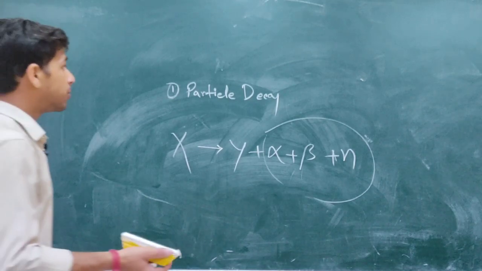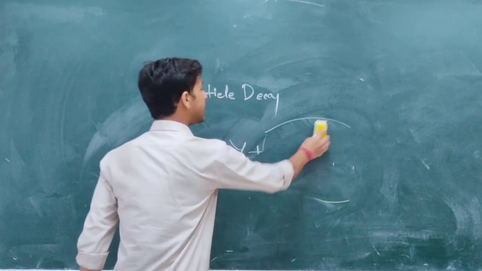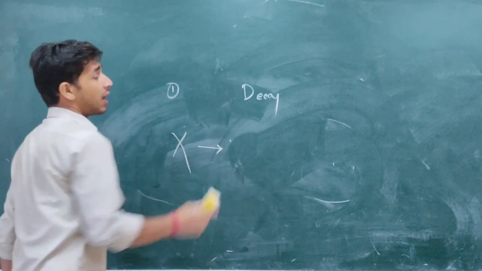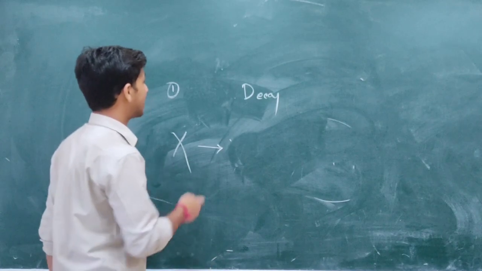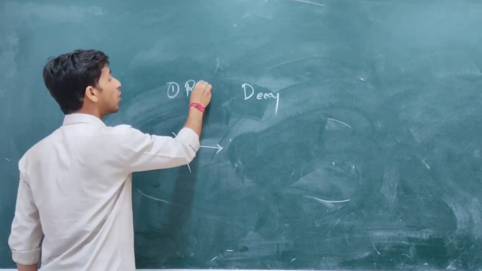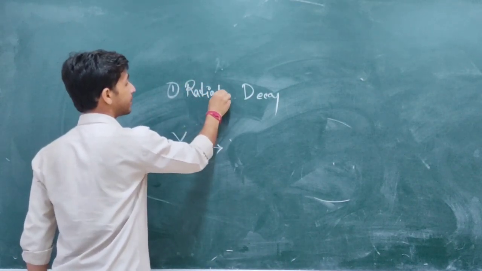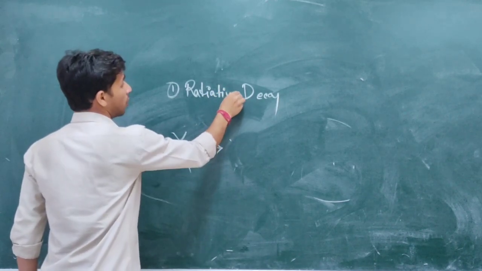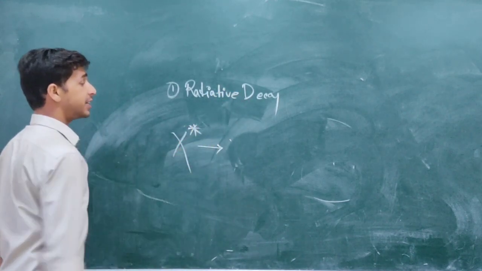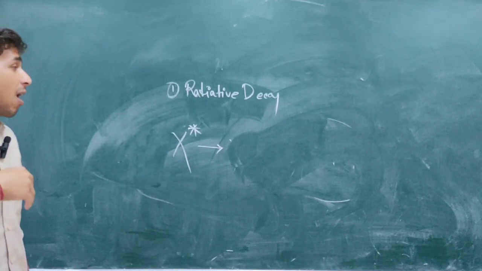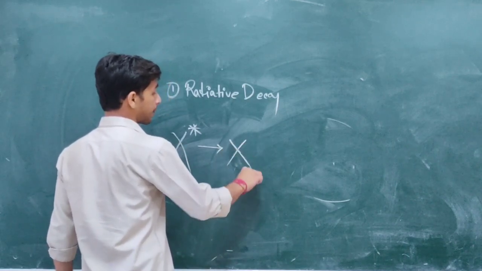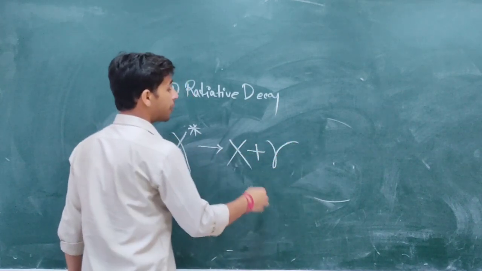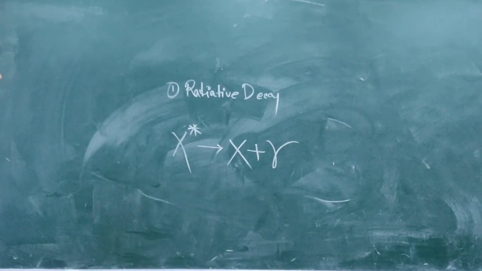Now, there is another kind of decay process called radiative decay, where the emitted one is not a particle, it's radiation. So, it's called radiative decay. When an excited nucleus, at an upper excited state, becomes a nucleus at a lower state by emitting gamma radiation, this kind of decay is called radiative decay.